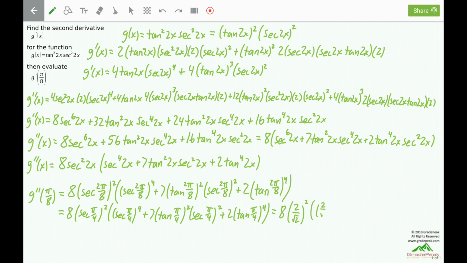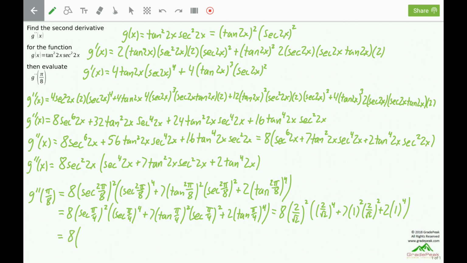And here we will have a 2 over root 2 to the fourth, plus 7 times the tangent of pi over 4 is sine over cosine, and sine and cosine match at pi over 4. They're both root 2 over 2. Sine over cosine would be a 1. Tangent of pi over 4 is a 1. The secant, again, is 2 over root 2, and we have that squared. And then we have the final term, which is the tangent of pi over 4, which is a 1 to the fourth.